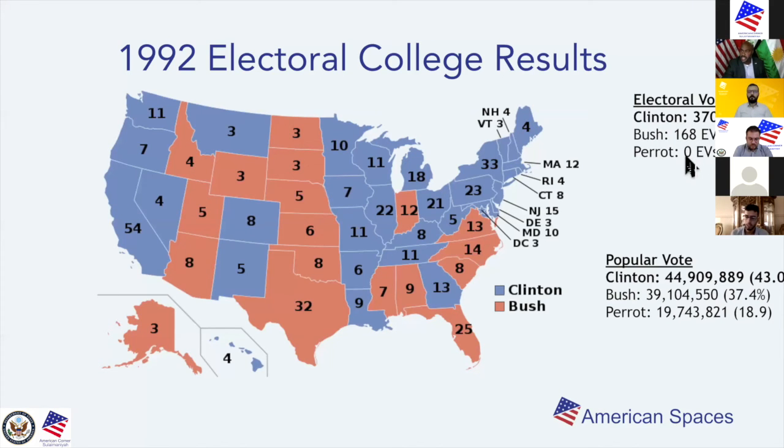And you see Ross Perot did not carry a single state, even though he came in second in some. So he did not get any electoral votes despite his relatively strong showing there.